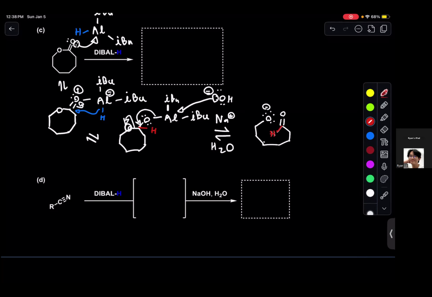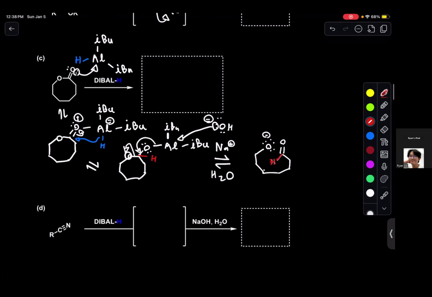Alrighty, cool. And then from here, you're just gonna do a quick proton transfer to get rid of that negative charge on that oxygen. So I'm gonna put PT here. And so the answer is going to be something along the lines of this. One, two, three, four, five, six, seven.